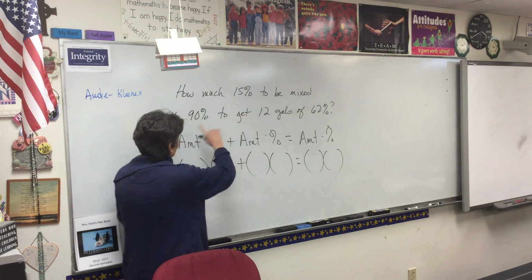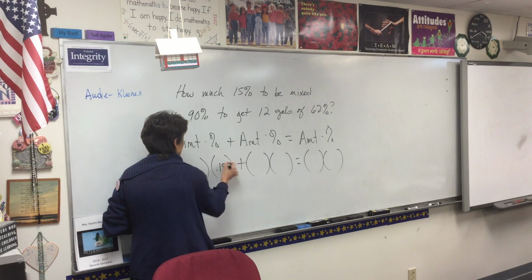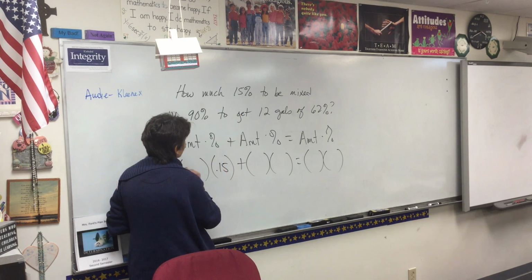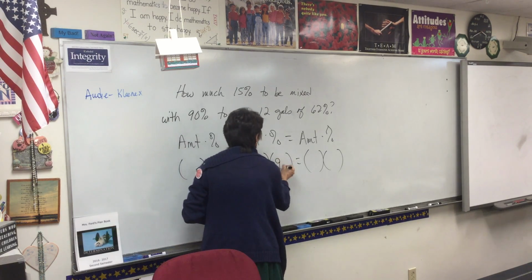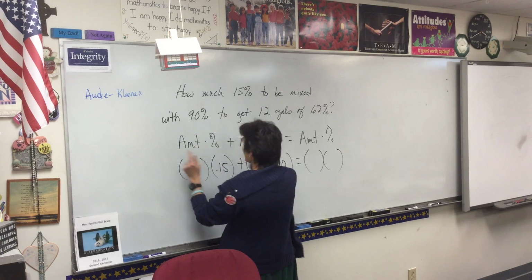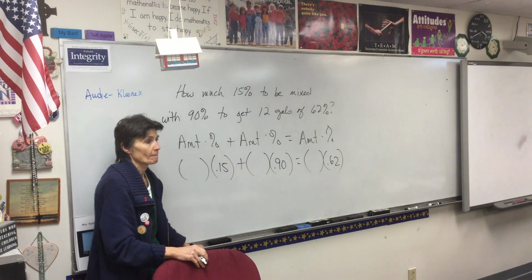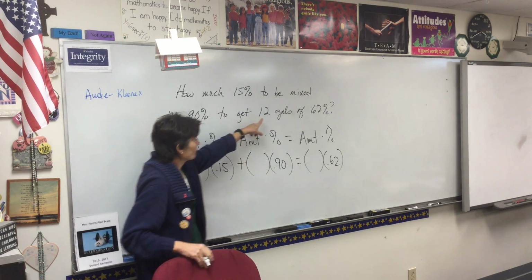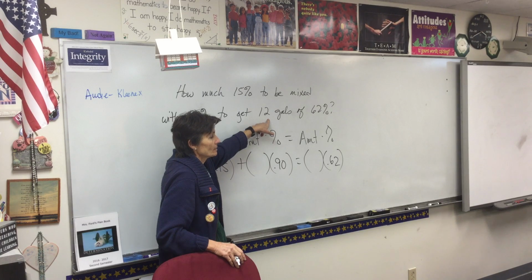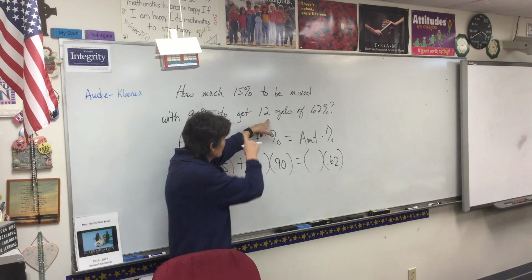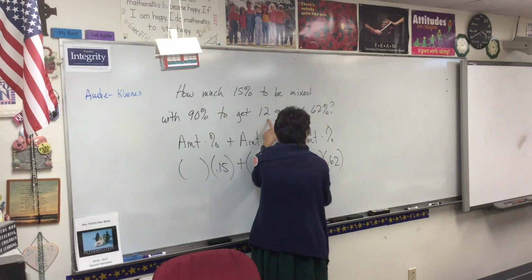And what goes in those parentheses are the percentages. So the first one is 0.15, the second one is 0.90, and the last one is 0.62. 12 goes with 0.62. See this number right here? Yeah. That has to be matched with whatever percent it goes with, so it's over here.